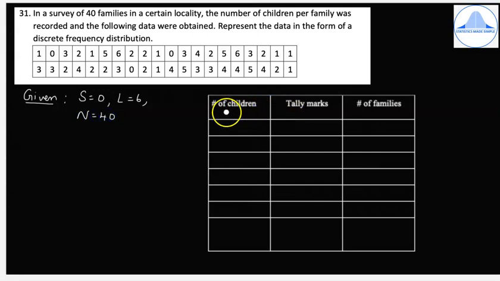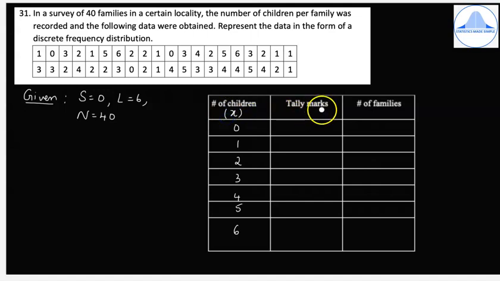Now let us form a table. In the first column we'll have number of children, that is the information which is given for 40 families, and in the next column we'll be putting the tally marks, and in the last column we'll write the number of families. So the least or the smallest value which is given is 0 and the maximum is 6. So under number of children we'll write 0, 1, 2, 3, 4, 5 and 6. So number of children is nothing but x.